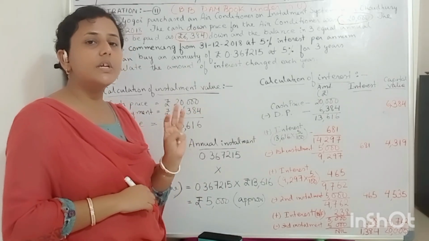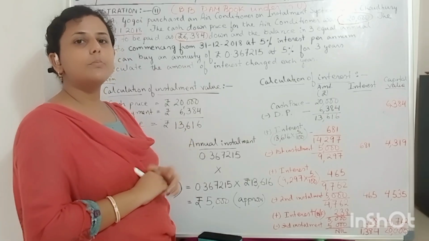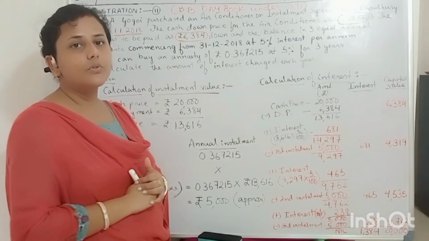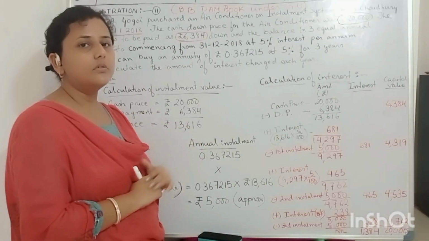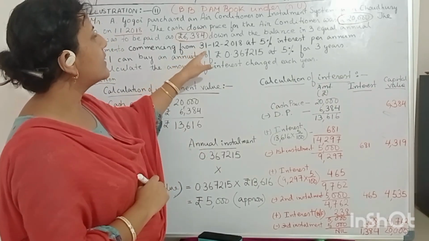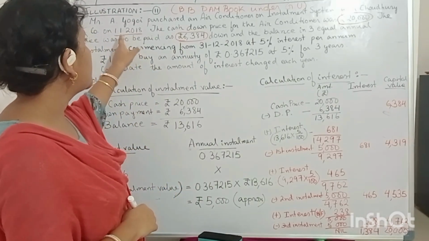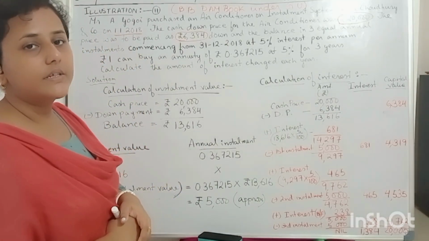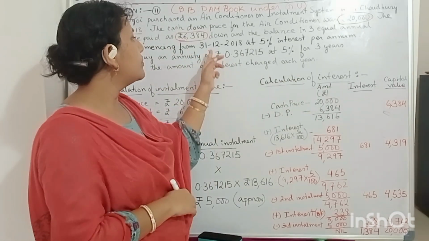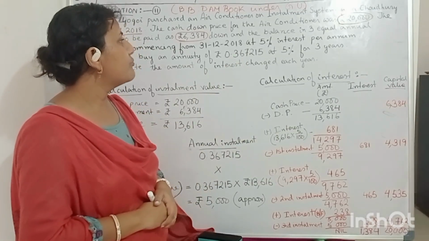So there will be 3 equal annual installments. The value of each installment will be same. And the balancing figure will be paid for 3 years, or within 3 years. What is the date of starting? 31st/12/2018, because the asset was purchased on 1st of January 2018. So the commencing date of the payment of installment will be 31st/12/2018. Interest is given 5% per annum.